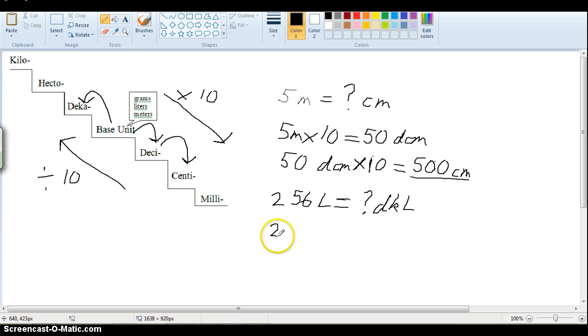And so if we have 256 liters, we need to divide by 10 because we're moving up, right? So we're dividing by 10, equals 25.6 decaliters.